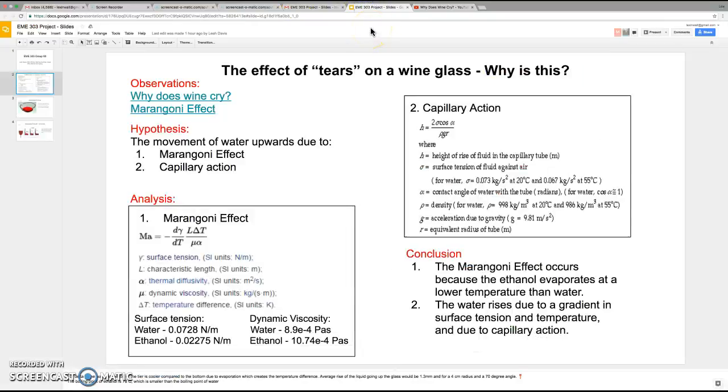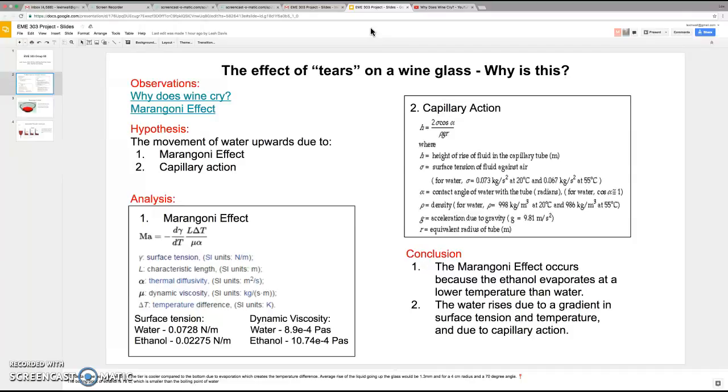Our hypothesis is that the water moves upwards due to the Marangoni effect and also capillary action. The equation for the Marangoni effect is seen on our slide. First, you see the differential of surface tension over the change in temperature.